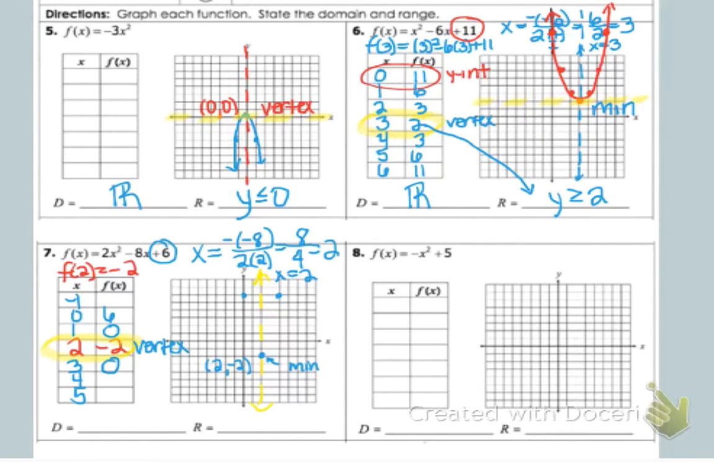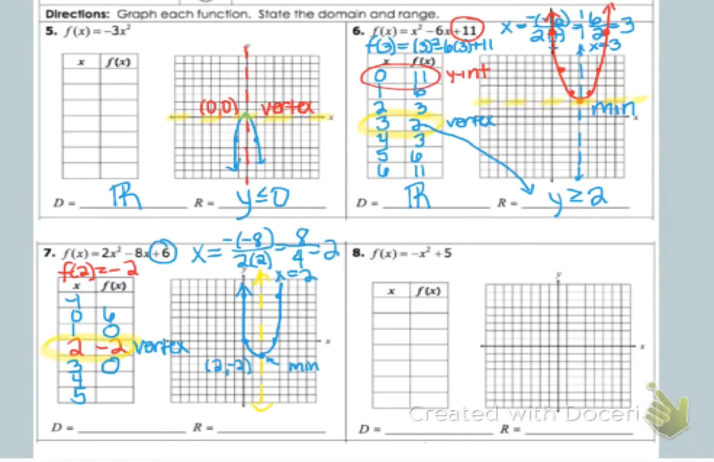So I could plot those points. There's one right here, and then there's the one at 3, 0. And that's plenty of points to graph that parabola. So I could just connect them. You can see that curves upward like that.